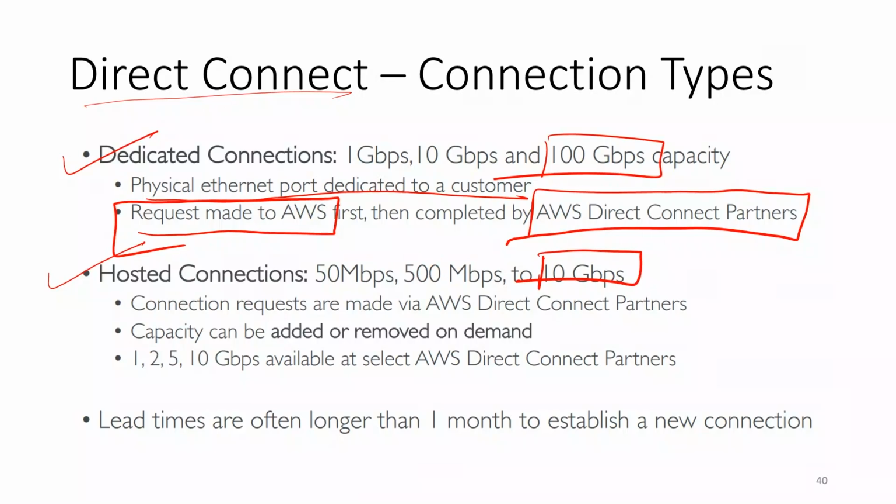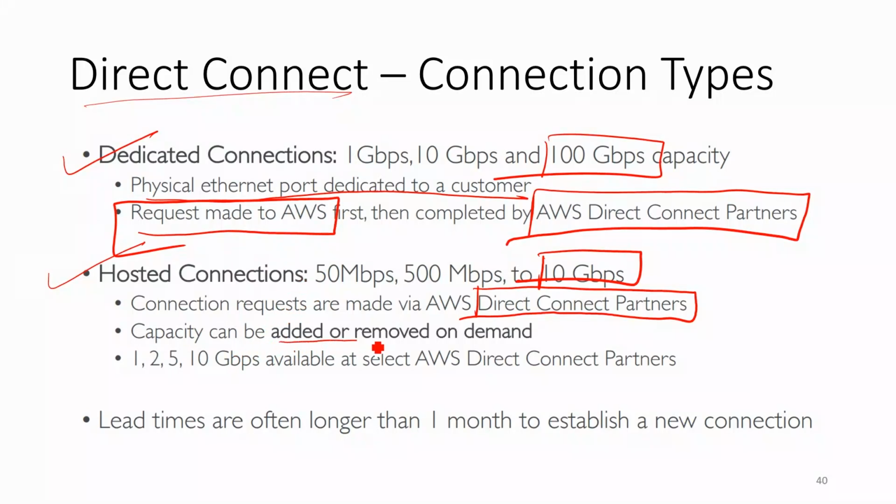Hosted connections are provided by Direct Connect partners, as I've told you, because AWS also has partners. If there is a Direct Connect partner, then you can take a hosted connection, and if there is an AWS direct facility there, then you can take a dedicated connection. There is a difference between both of them.